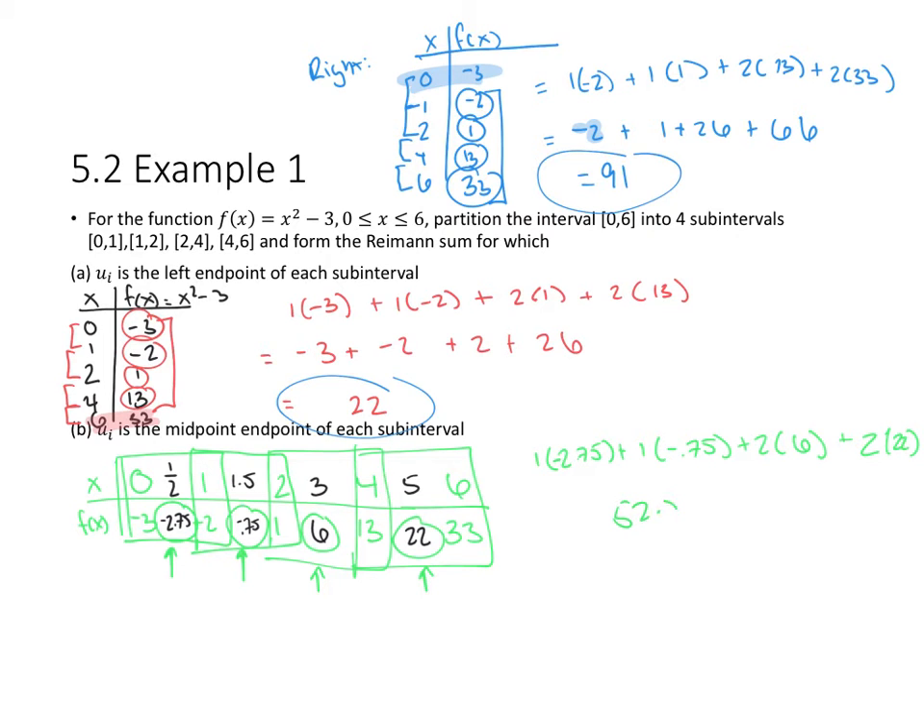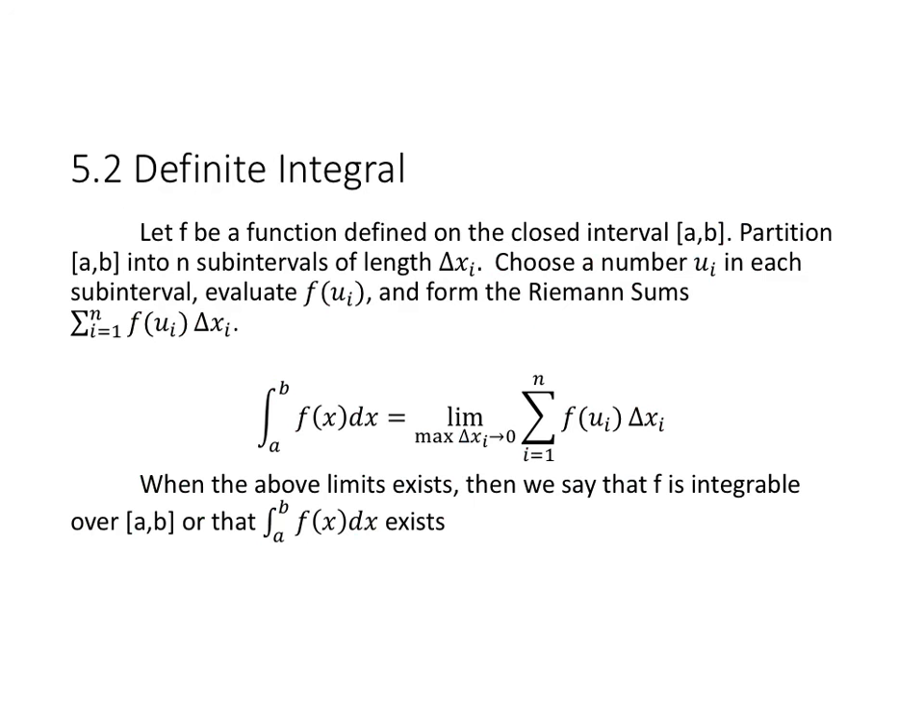So that's a little bit better of an estimate. It's not nearly as wide of a range as between 22 and 91, and notice that my 52.5 is in the middle of those. So it took a little bit of extra work, but it gives you a closer answer to the actual answer.